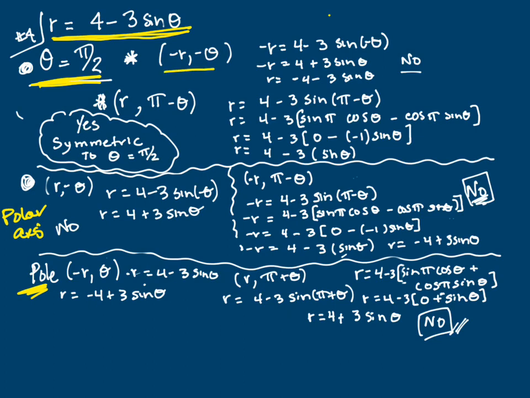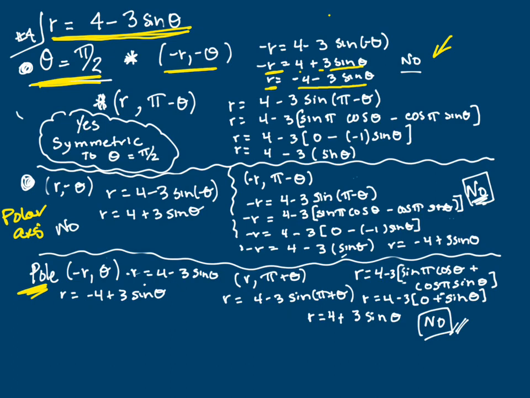The first test says change both r and theta to negative r and negative theta. So if I do that, you can see I get negative r is 4 plus 3 sine theta, divide by negative 1, and I get r is negative 4 minus 3 sine theta. So part A was a no.